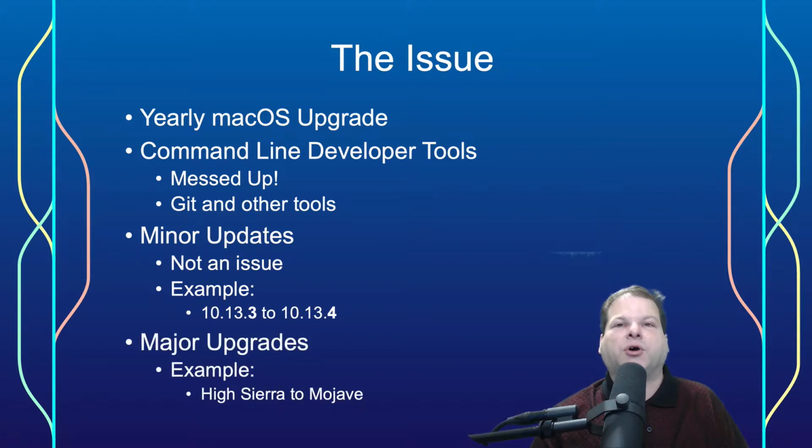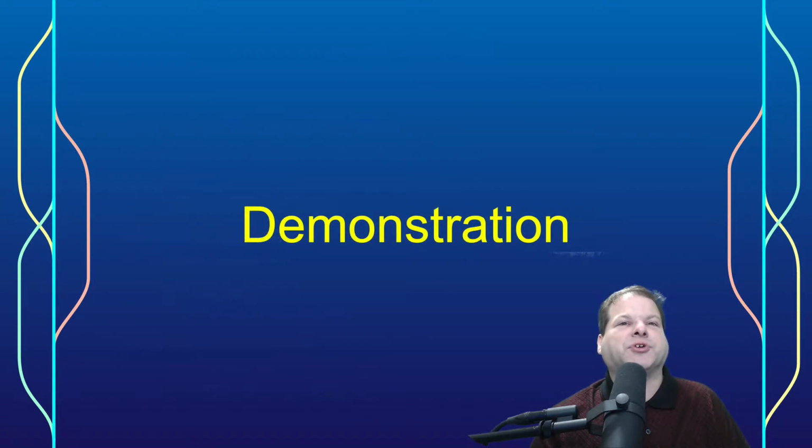This seems to happen only during the more significant code name changing updates, like upgrading from High Sierra 10.13 to Mojave 10.14. Prior to the upgrade, my installed version of Git, which is included with Xcode or via the command line developer tools, worked perfectly fine. Now, post-upgrade, I have some issues.